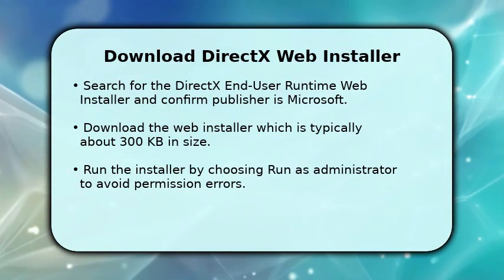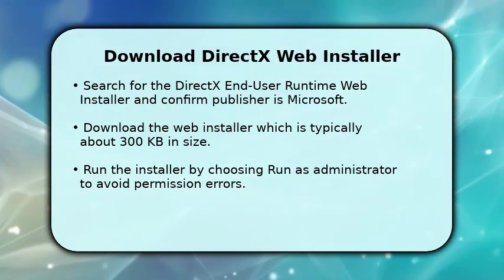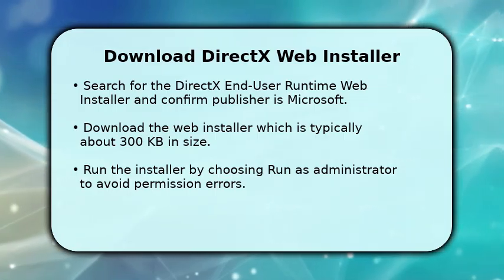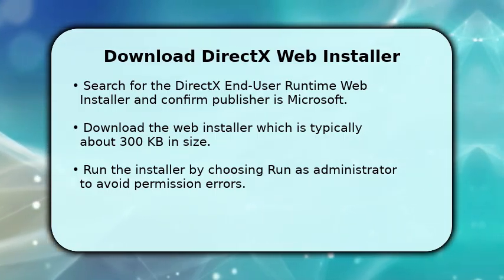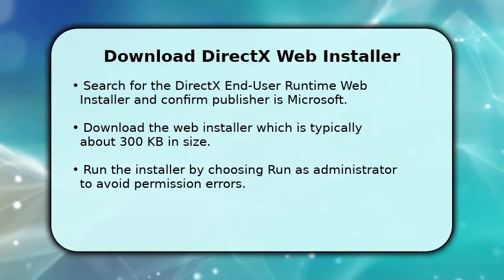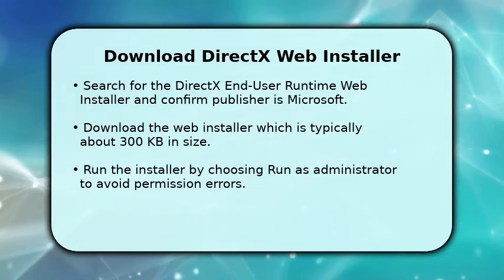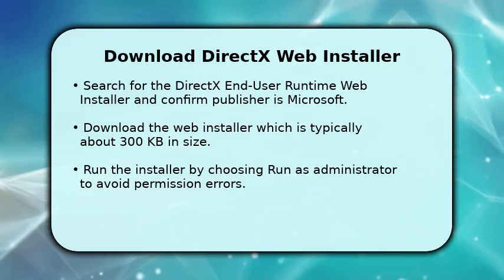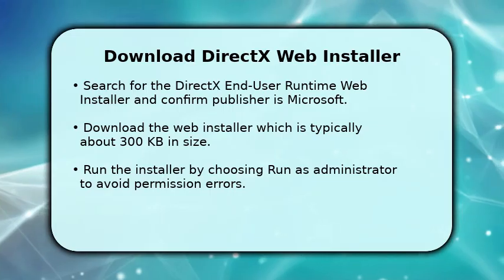Open your browser and go to Microsoft's official download center to get DirectX. Search for the DirectX end-user runtime web installer and confirm the publisher is Microsoft. Download the web installer, which is typically about 300 KB in size. Save the installer to a known folder such as Downloads for easy access.